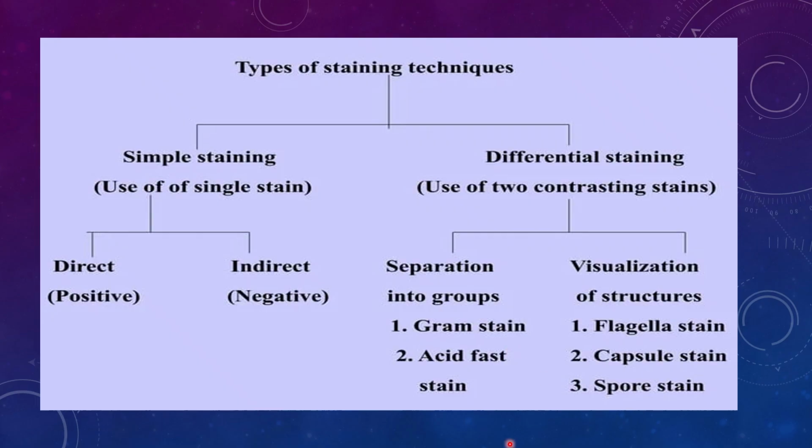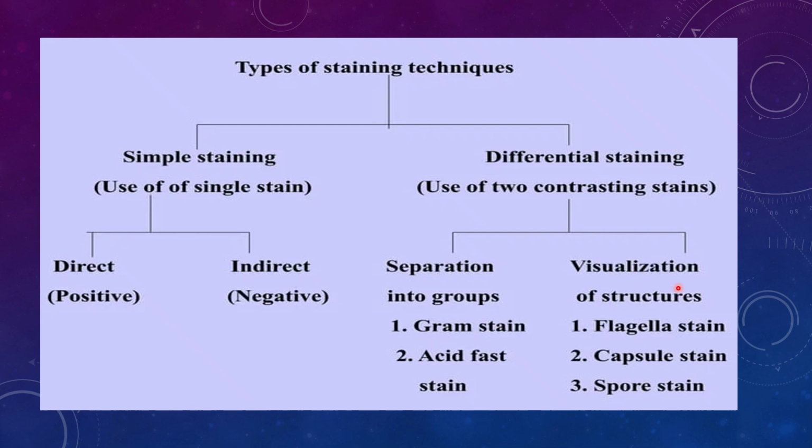Like that only, you have acid fast stain. There are organisms which are acid fast and which are non-acid fast. Again, acid fast gives you a different color here, non-acid fast gives you a different color here, which you can observe both of in a single specimen and you can differentiate them easily. So like this, to differentiate into groups we use the differential staining.